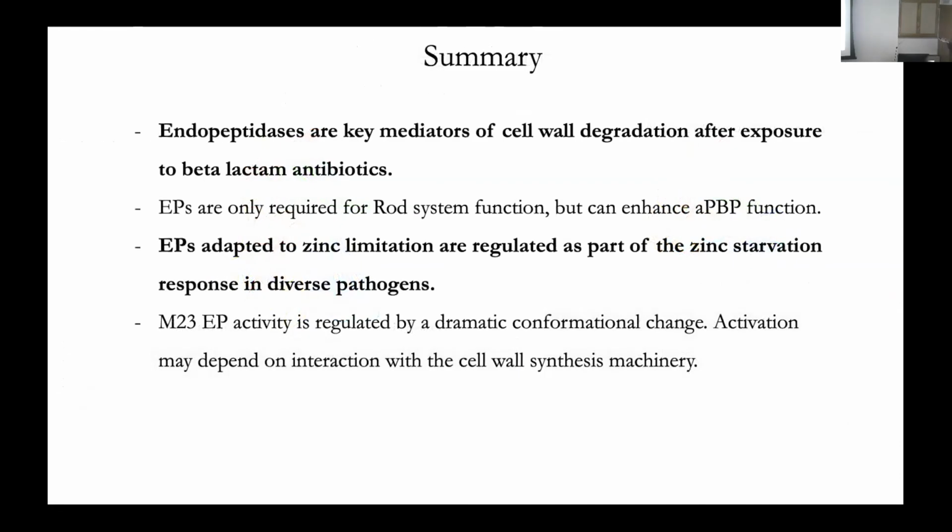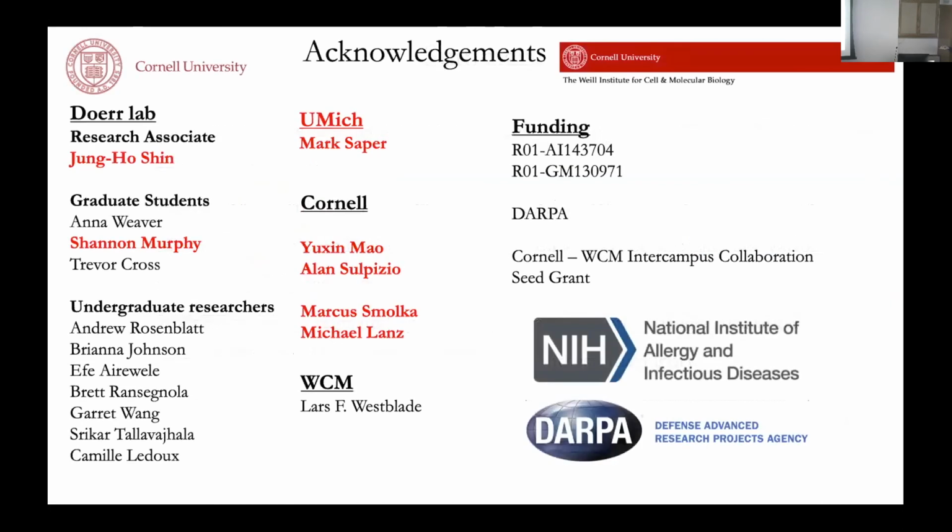And so as a summary, I've shown you that endopeptidases are important for cell wall degradation after antibiotic exposure. They're only required for the rod system, but can enhance APBP function, and they're regulated in various ways to ensure that the cell coordinates cell wall synthesis and degradation. So with that, I'd like to thank you for your attention, and I'll take any questions you might have.